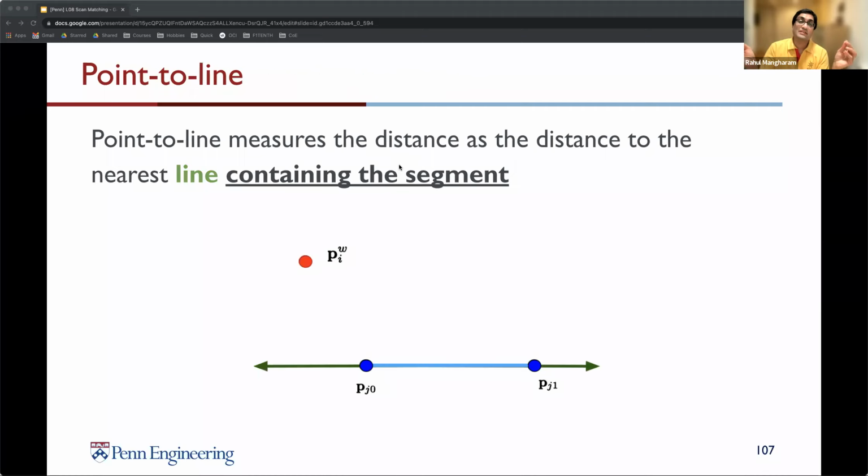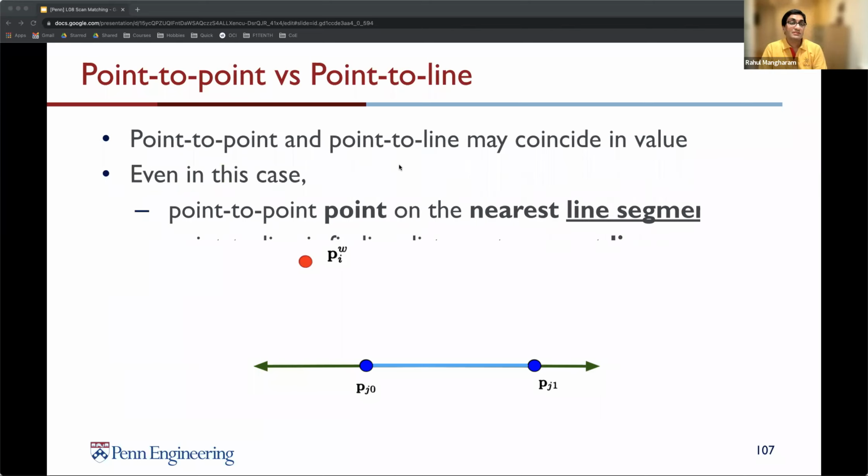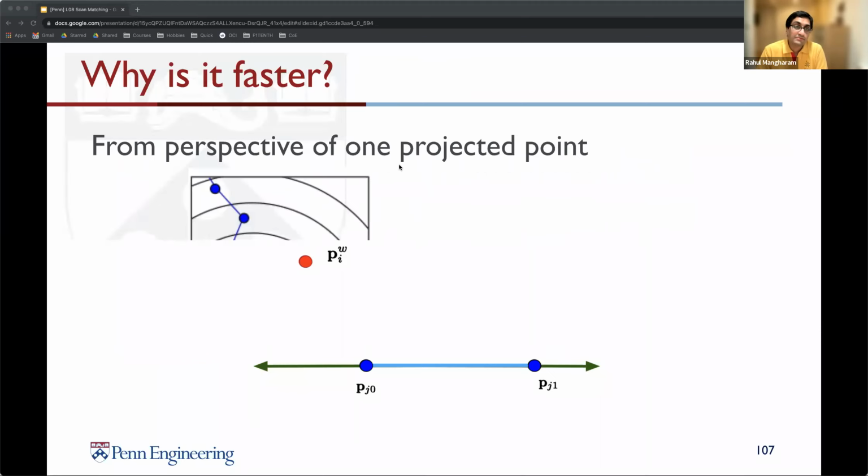We are basically extending the line between the two scan points on either side of this line segment, and then we have a normal projection of p_i onto this line. So the distance is the perpendicular distance from the point to the extended line segment. In some cases, both approaches may lead to the same distance, but that's not the case in general. The important question is, why is the point-to-line metric preferable and what makes it more efficient?